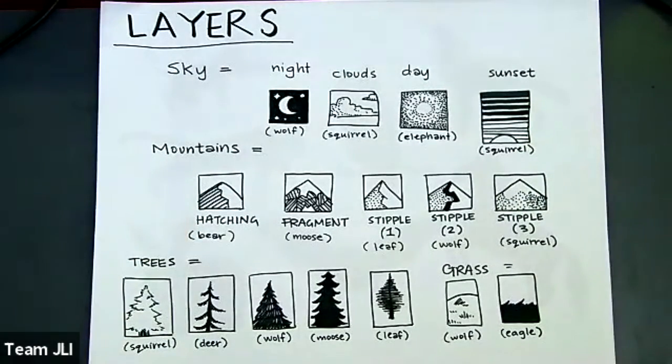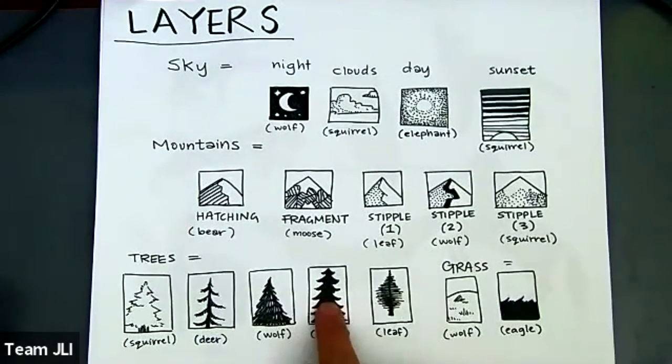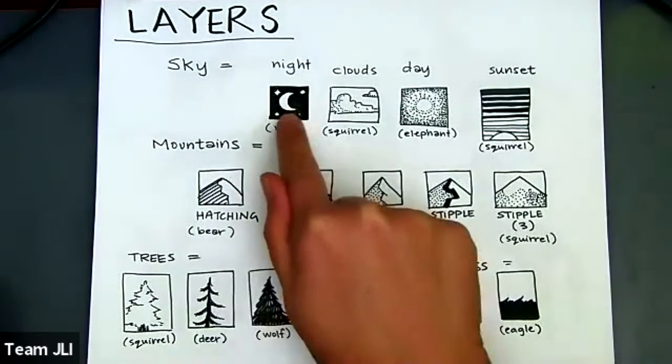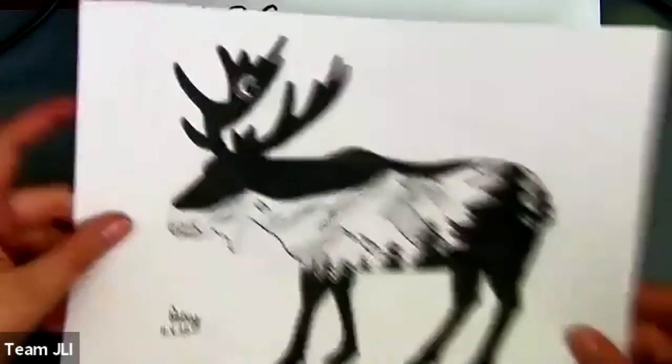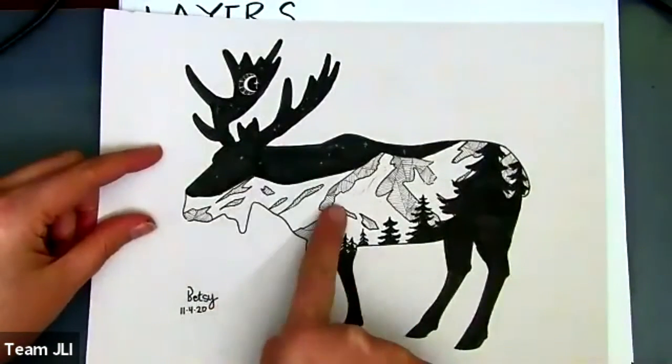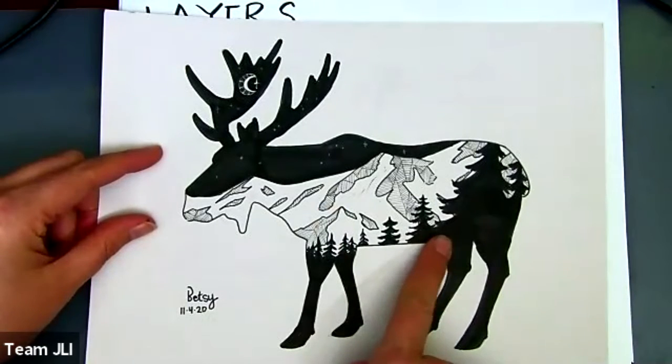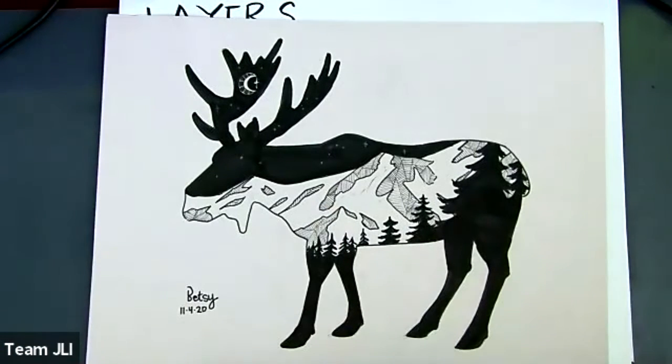Something to keep in mind, though, is that you can't choose black trees with blacker mountains with black sky, because then you can't see anything, right? So you might want to take a minute to just figure out if you want a black sky. You're probably going to have lighter mountains and black trees, versus, let's get the one with a daytime sky.